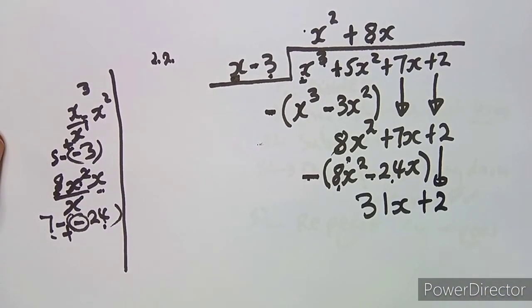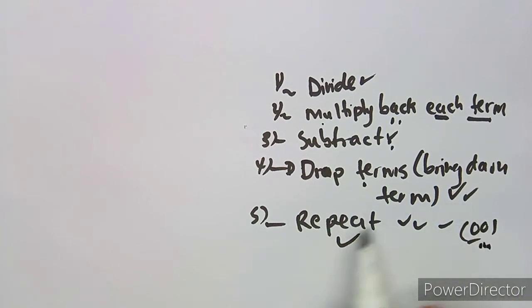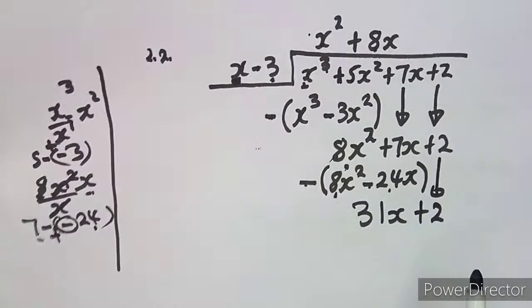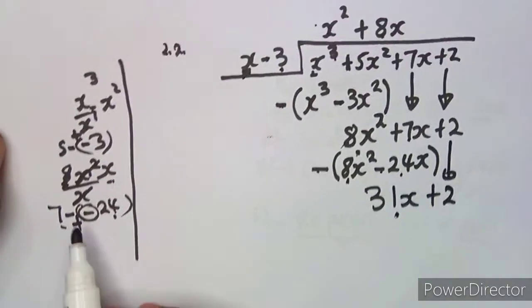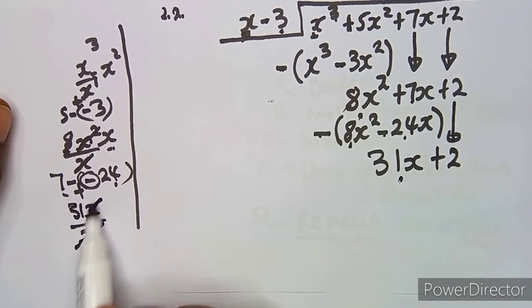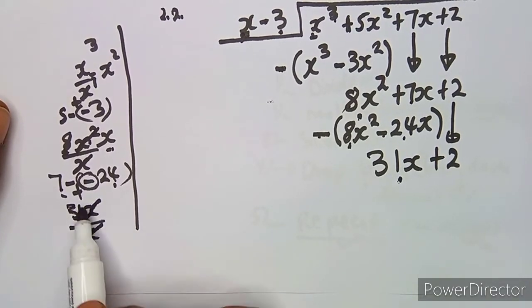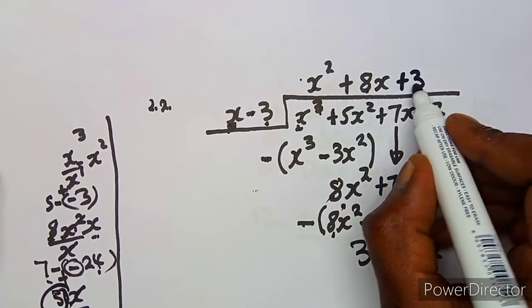All right. Then we repeat again until we obtain 0. So we haven't obtained this, so we have to repeat. So let's repeat again. This term divided by this term. So it's now 31x divided by x. As you can see, x and x this time they just cancel. We're going to be left with the constant 31. So it's going to be plus 31.